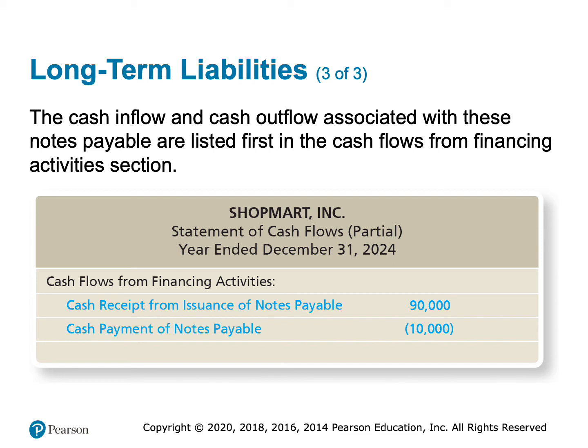So the first thing I'm going to do is I'm going to say I issued notes. That means I got money. I debited cash. I credited notes payable. So that's a positive 90,000. And I paid cash to retire the notes. So that's a negative 10,000.